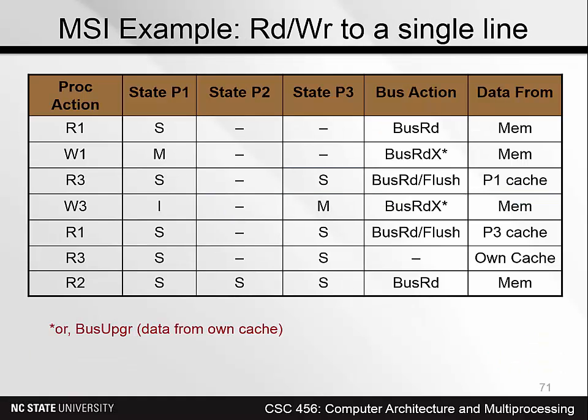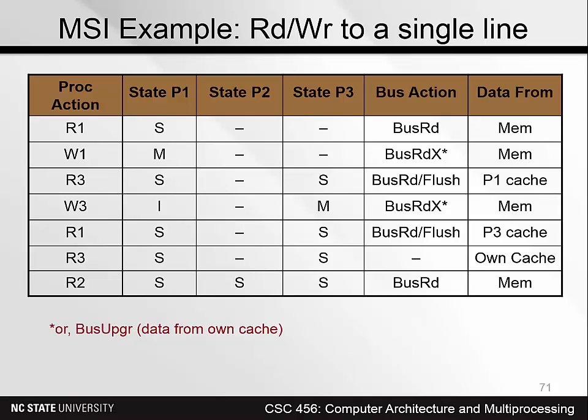This table shows which caches have the block in which state after each instruction. It also shows which bus action takes place at each step. We've assumed that when a line changes from state S to state M, a bus read X is issued. But our system might also support a bus upgrade transaction, in which case the line can change from state S to state M without the block having to be sent across the bus to the requesting processor.